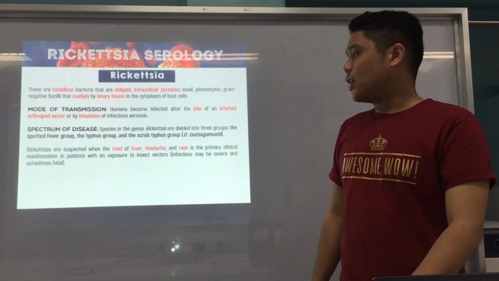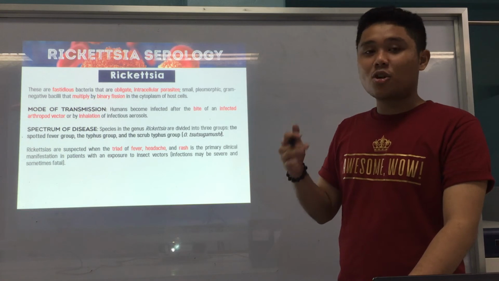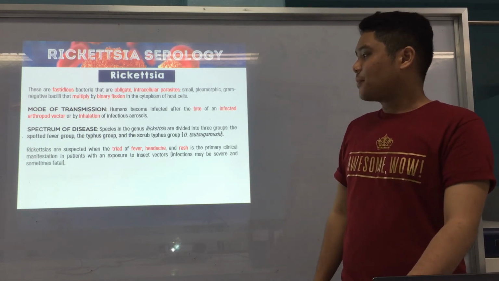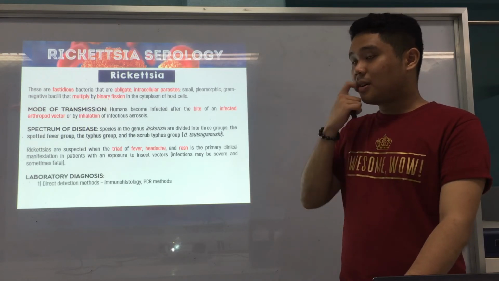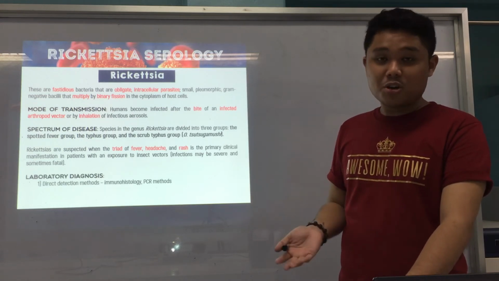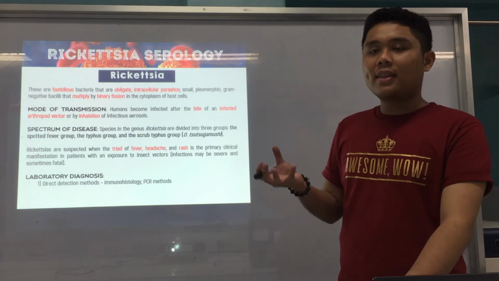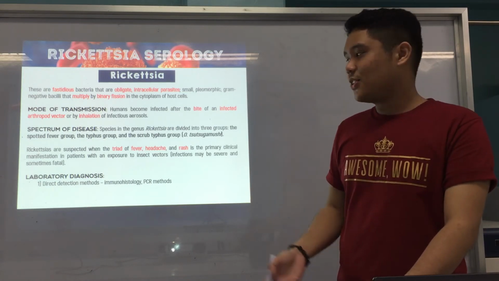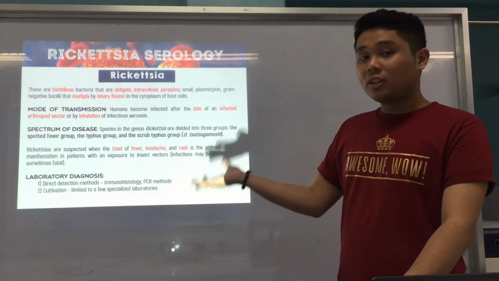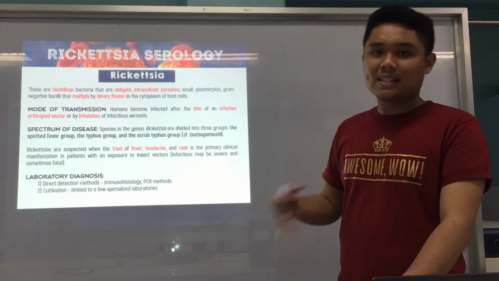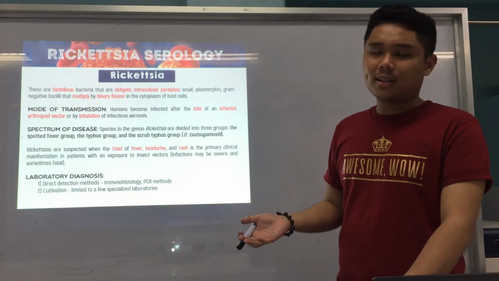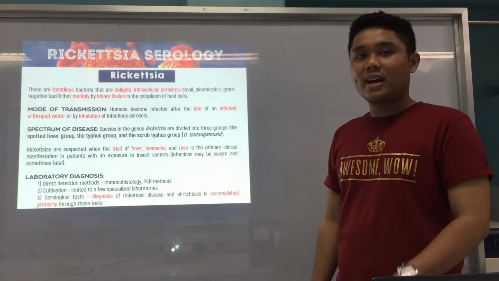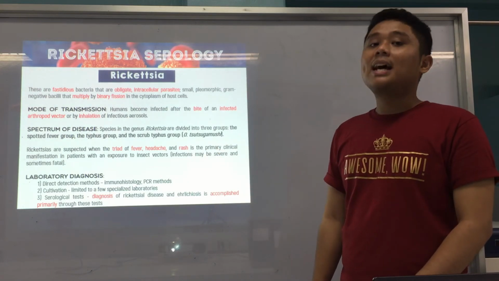Okay, alright. Now, Rickettsia are suspected when there's a triad of fever, headache, and a rash from the bite of the vector. Okay, alright. So for lab diagnosis, of course, number 1, direct detection methods through immunohistology. So, fixed tissue, and then you add mga stains, di ba? Immunohistochemistry. Yes, histotechnics ninyo. And of course, PCR methods. Cultivation, again, not routinely used because again, it needs high-end mga materials. And of course, serological tests. The primary means of diagnosis is through serological tests.